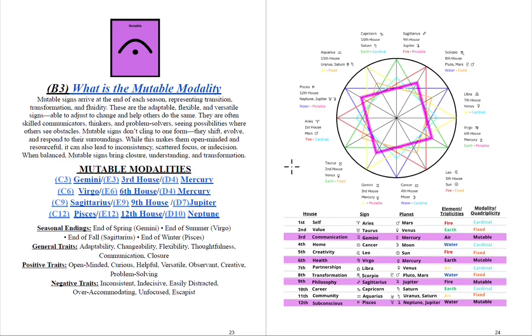B3 is the last video in the modality series. Up next in C0, we're going to be talking about all of the signs. We'll go over all 12 of the signs and give you a brief rundown of them before we go on to give more detail for each and every one of them.